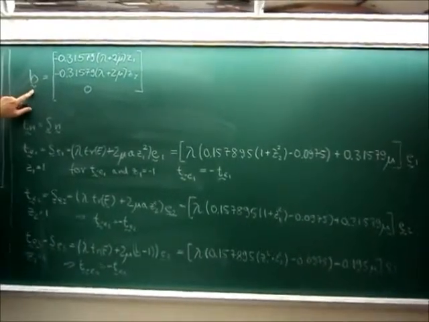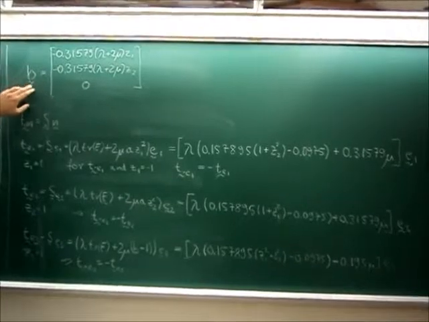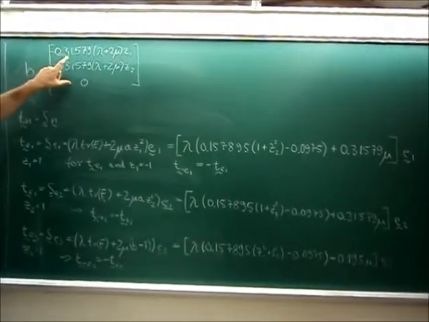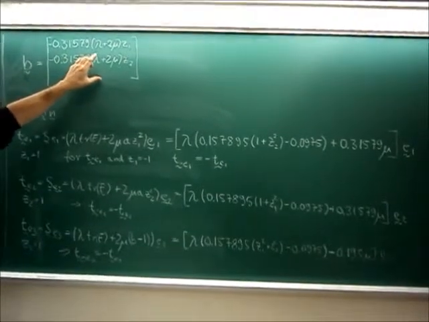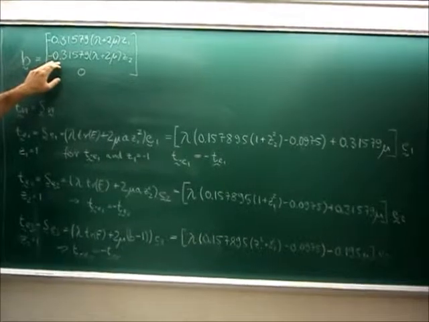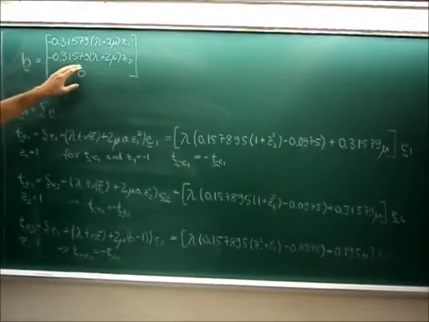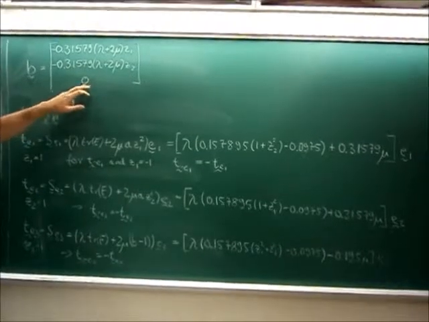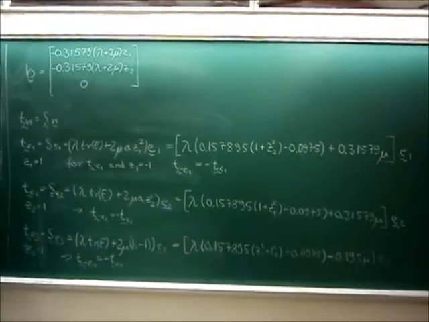So plugging in our values for A and B, our body force vector, we get negative 0.31579 times lambda plus 2 mu z1. In the E2 direction, we get minus 0.31579 times lambda plus 2 mu times z2. And again, we have 0 in the E3 component.